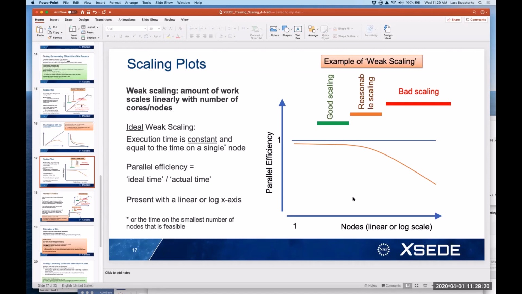And now for the x-axis, you can use linear scale or log scale, depending on how far your scaling range, how far your data goes. And you pick good scaling, reasonable scaling, and not the bad scaling.